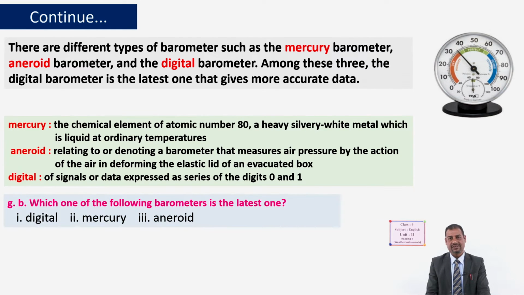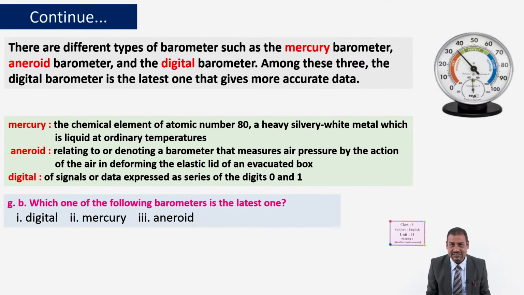Dear students, again a question for you. This question is given after your text in the book, and this time I am taking the reading text and questions together just to teach you to find out the information. Okay, so the question is, which one of the following barometers is the latest one? Now you can find mercury or aneroid or digital. Which one? Where do you find this answer?